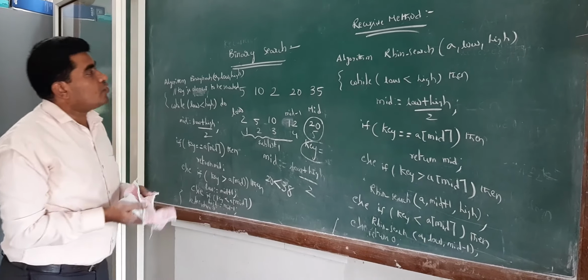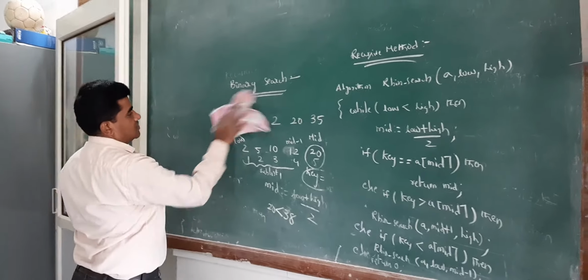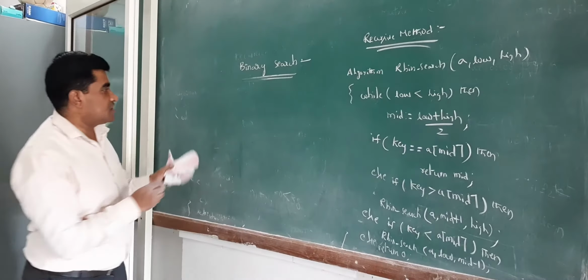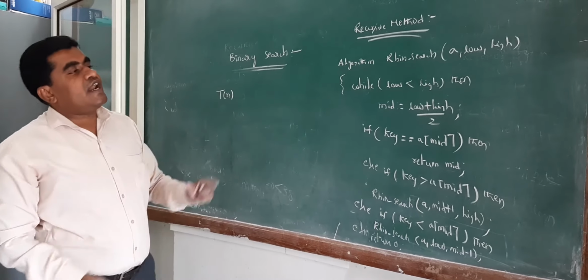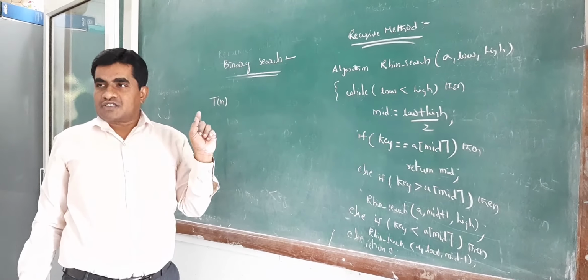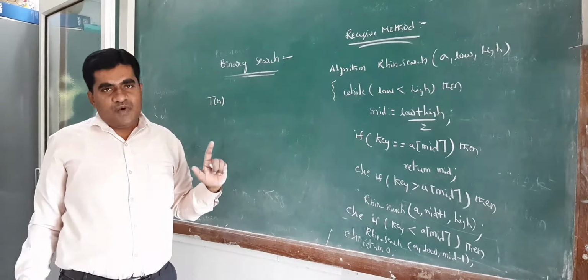Next, how to find the time complexity for binary search. Using a recurrence relation we are finding the time complexity for binary search. Here we enter either sublist 1 or sublist 2. We are not going to both lists. First we compare with the mid value. If it is matching, the element is found.